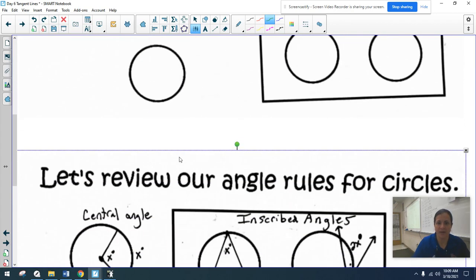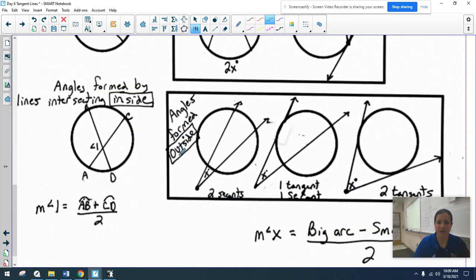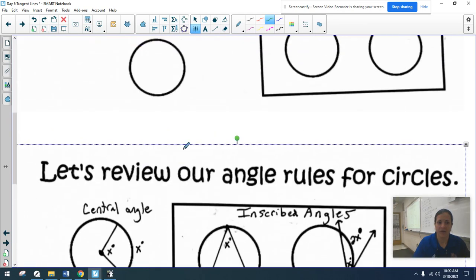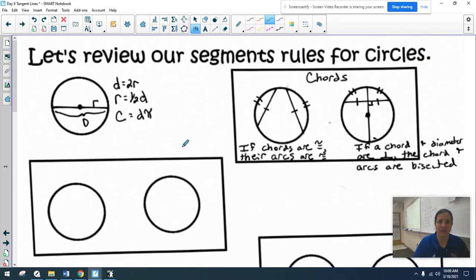I'm going to add one. This one is already done. For the angles, we're done. We have all the angle rules. So what we have left are segment rules. Today, we're going to do the tangent ones. Tomorrow, we'll have secant ones. So right here, you can throw tangent in here.